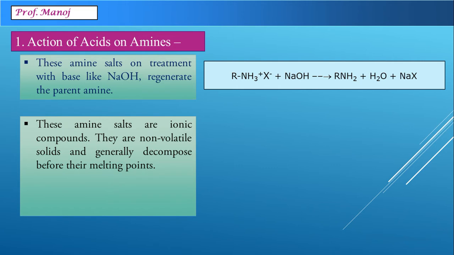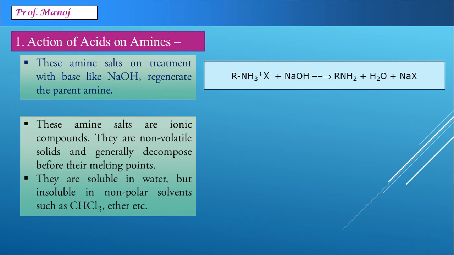These amine salts which we produce are all ionic compounds, because you can see the formula as RNH3+ X-. They are non-volatile solids and generally decompose before even their melting points. They are soluble in water, but they are insoluble in organic solvents like chloroform and ether.